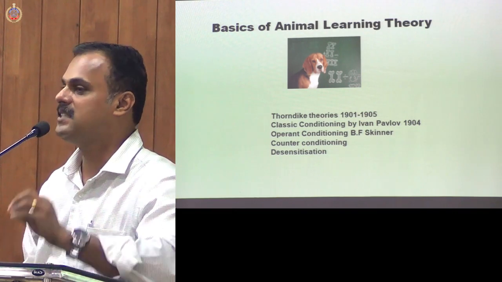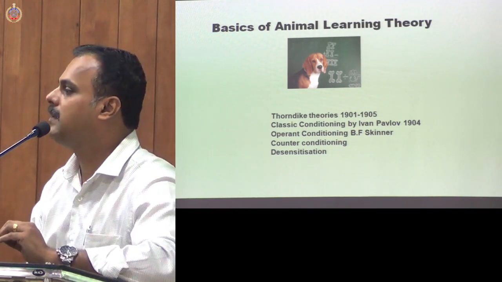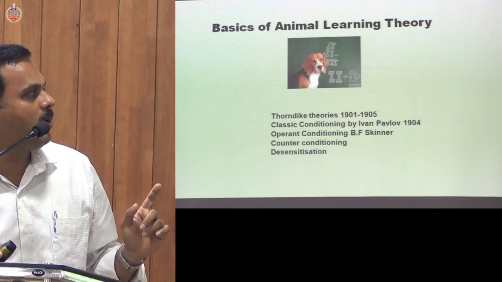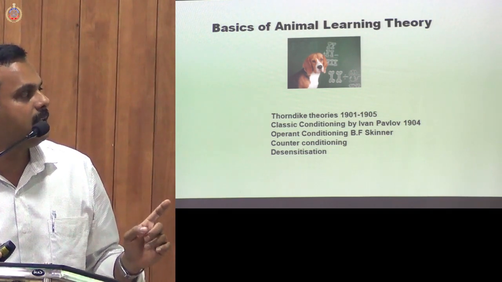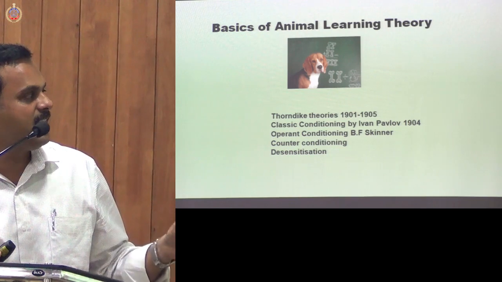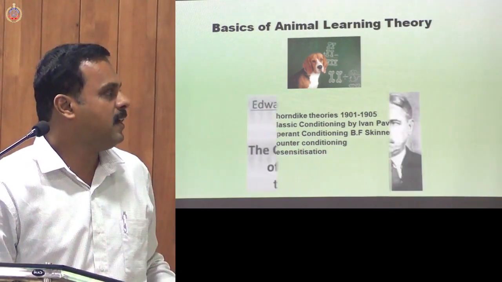What I want to tell you is that there are certain theories in the background on which the new dog training is happening. Let us see it one by one. The first important person I have to tell you about is Thorndike. The Thorndike series started from 1901 to 1905. Then comes classical conditioning, operant conditioning, counter conditioning and desensitization. We will see it one by one.